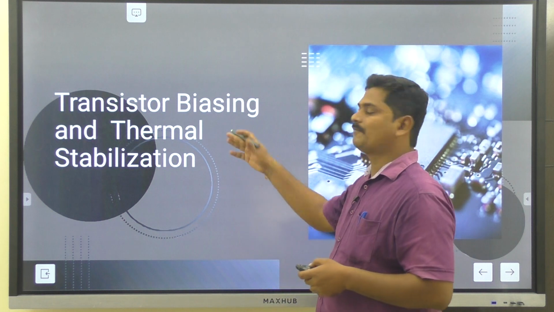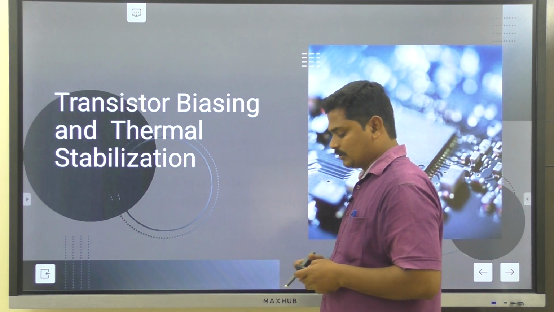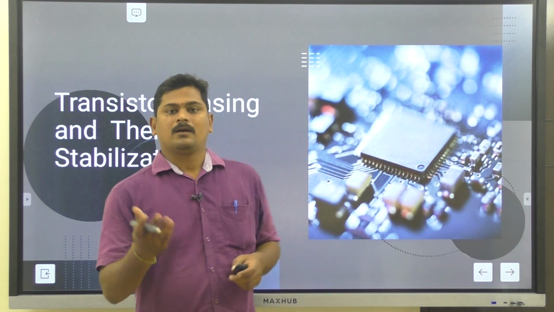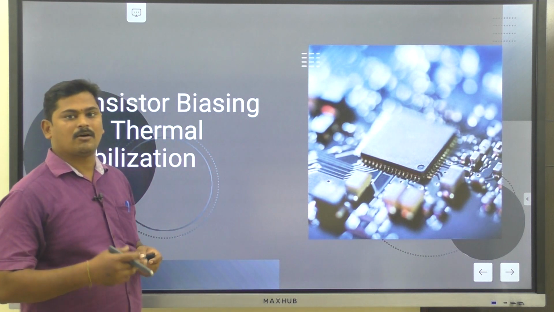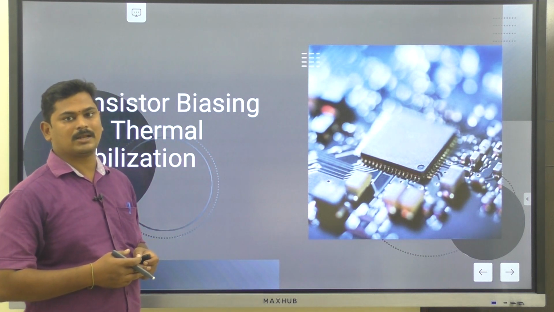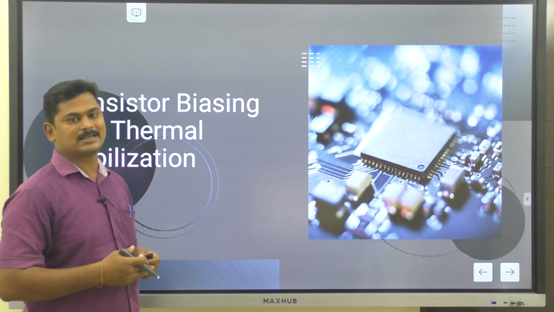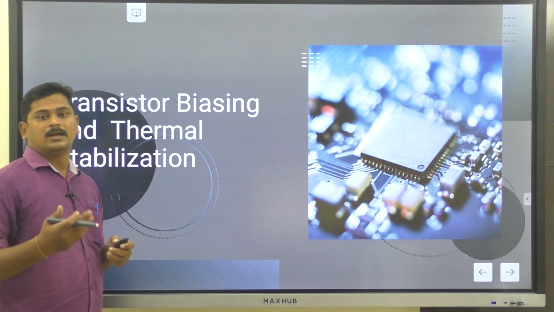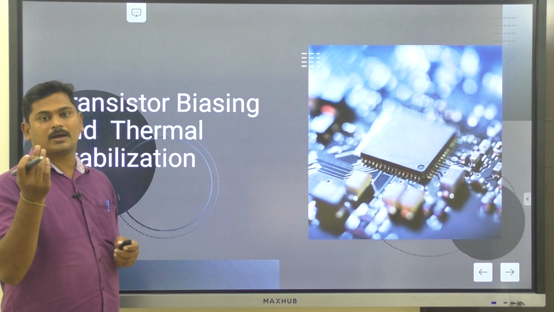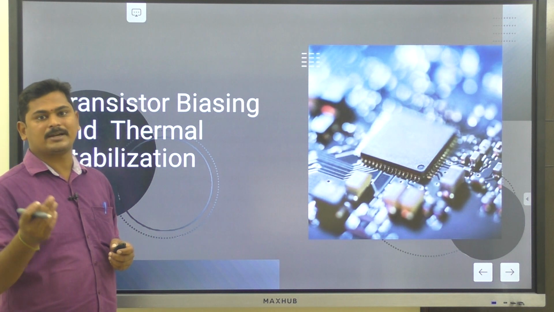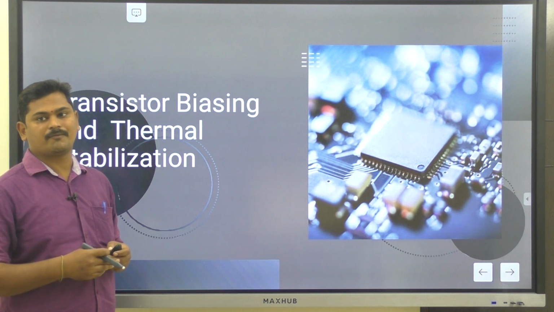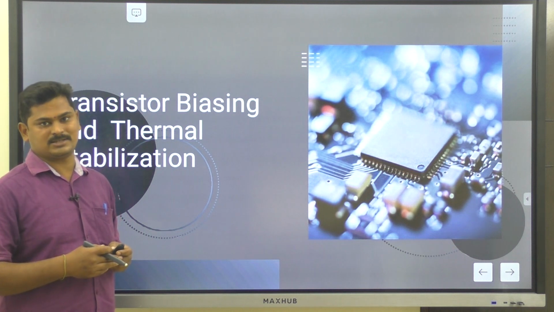So there are different biasing techniques, for example collector base biasing, fixed bias, self bias, or emitter follower bias. These are all the various biasing techniques which will fix your Q point, that is the quiescent point, in the active region of your amplifier's different regions.